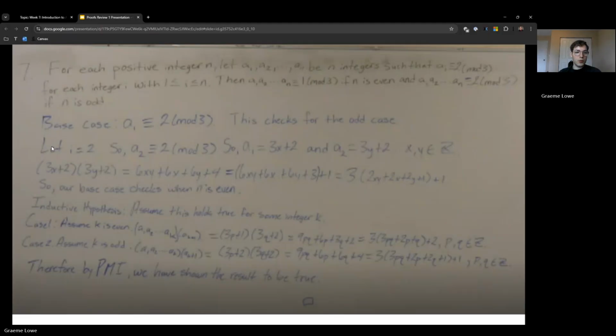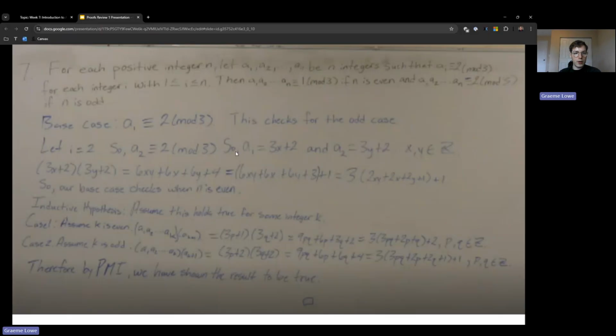Then we go to the second term. So what if i equals 2? We've looked at a1, what about a2? So for a2, it is also congruent to 2 mod 3 because as we said in the first sentence up here, each element of this series is going to be congruent to 2 mod 3. But then we want to look at our second sentence down here and see if it's also true. So we're going to look at the even case.